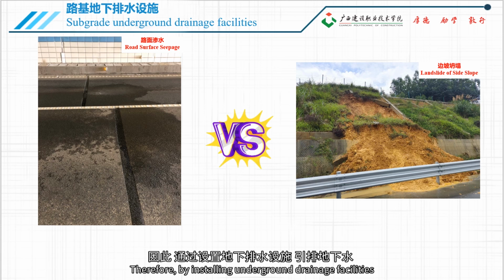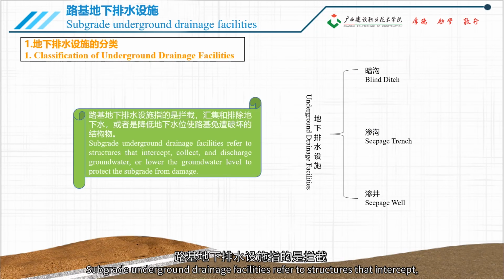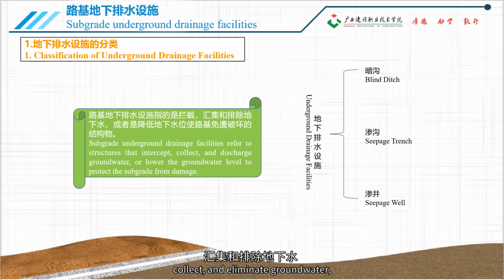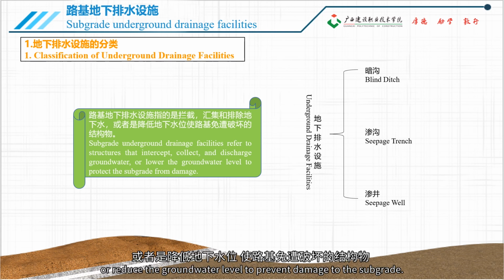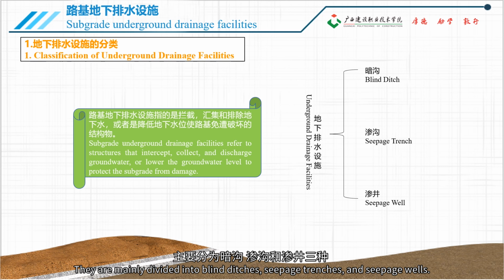Therefore, by installing underground drainage facilities to divert and drain groundwater, it is necessary to adapt to local conditions and strive for excellence. Subgrade underground drainage facilities refer to structures that intercept, collect, and eliminate groundwater, or reduce the groundwater level to prevent damage to the subgrade. They are mainly divided into blind ditches, seepage trenches, and seepage wells.